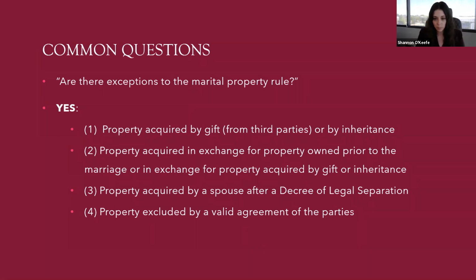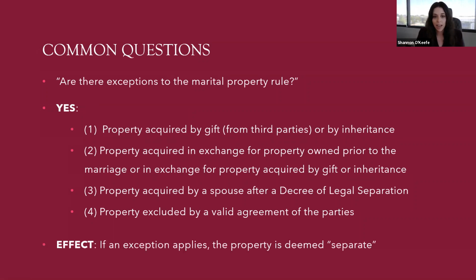The last exception here is property excluded by a valid agreement of the parties. Commonly, people think of premarital agreements or prenups. These can also be postmarital agreements. In that case, if any of these exceptions apply, the effect is that the property is deemed separate rather than being classified as marital.